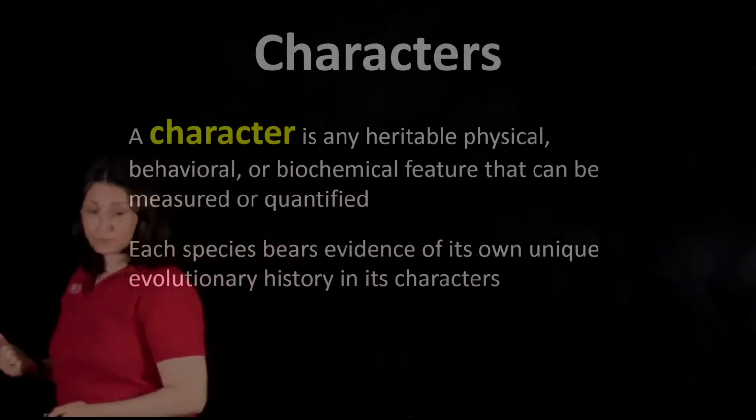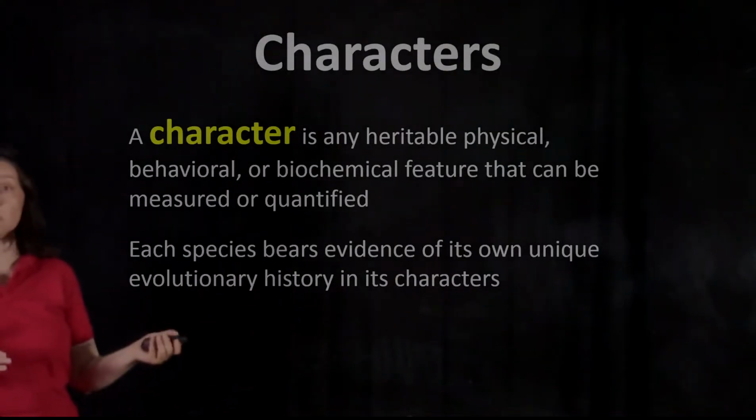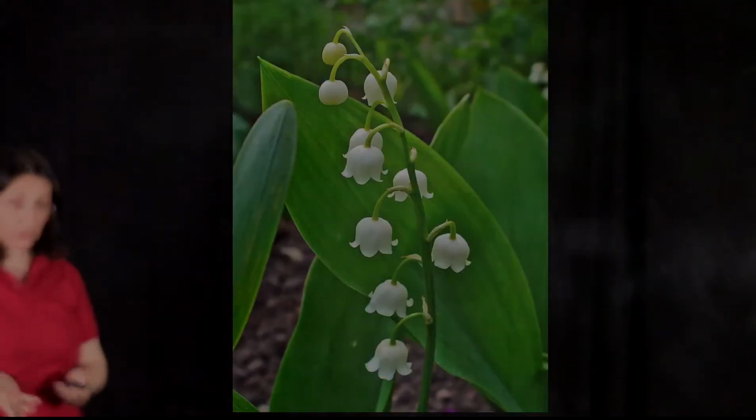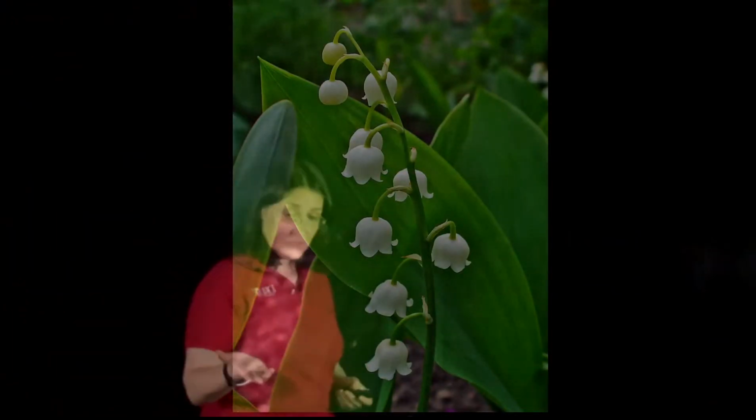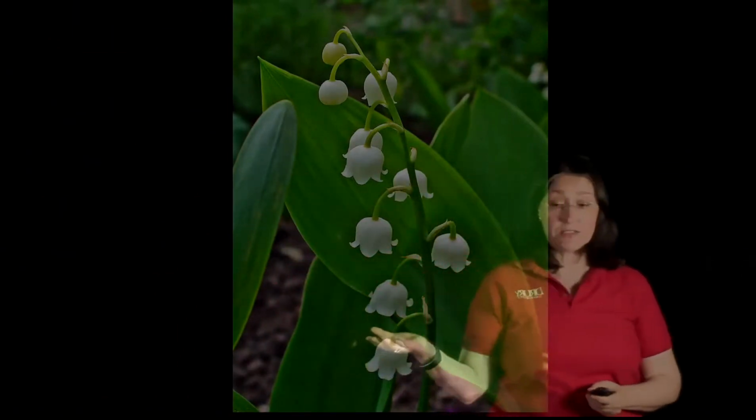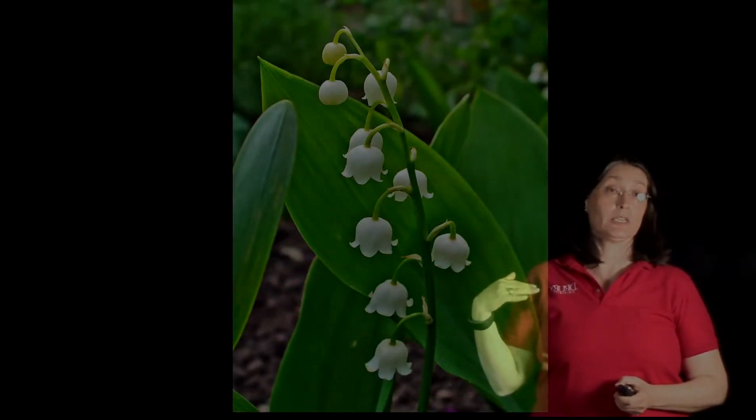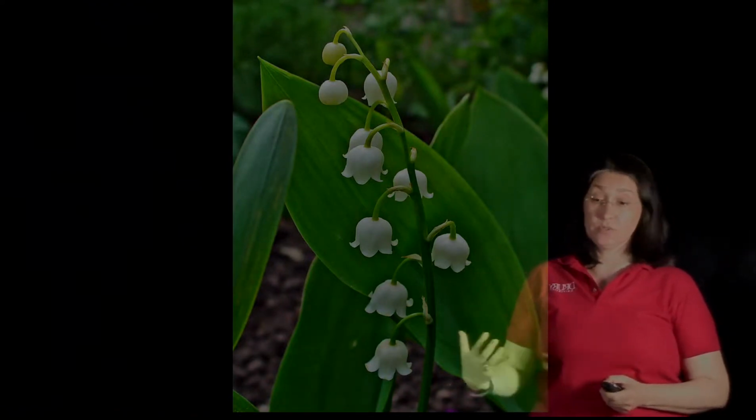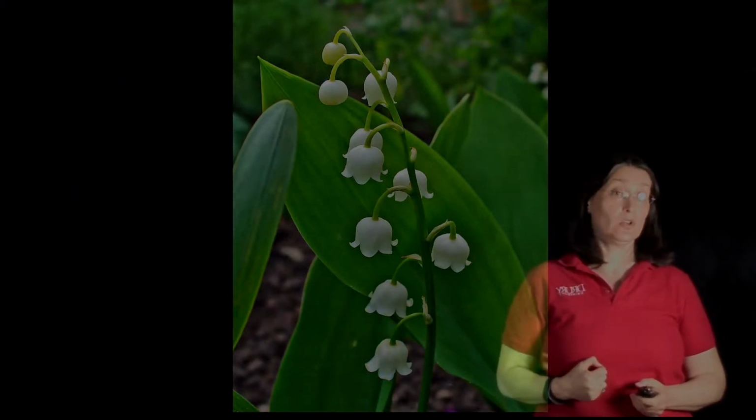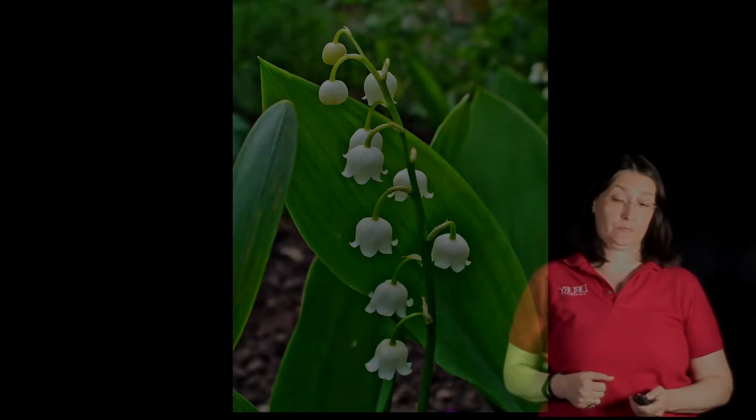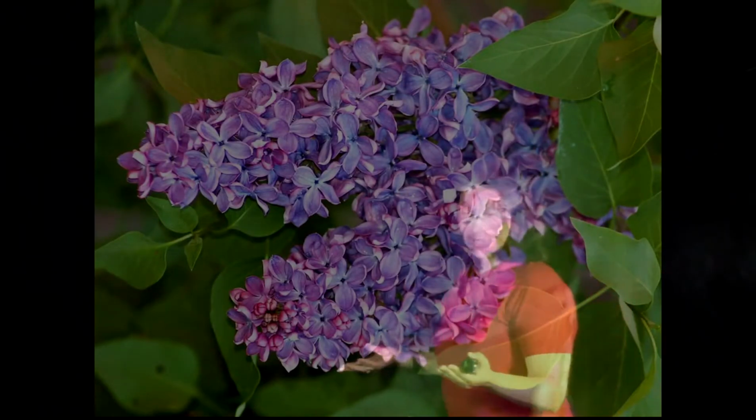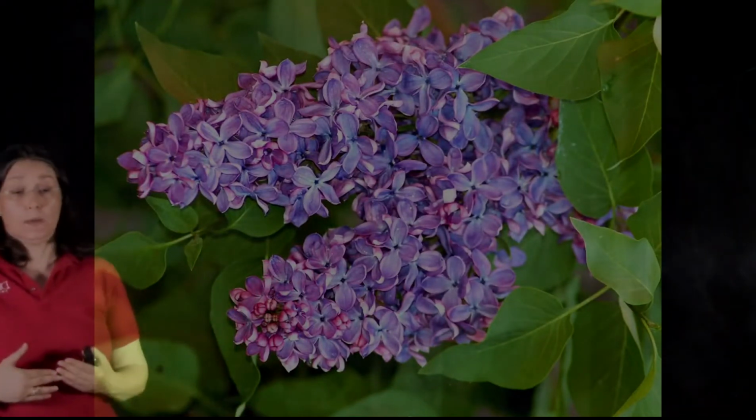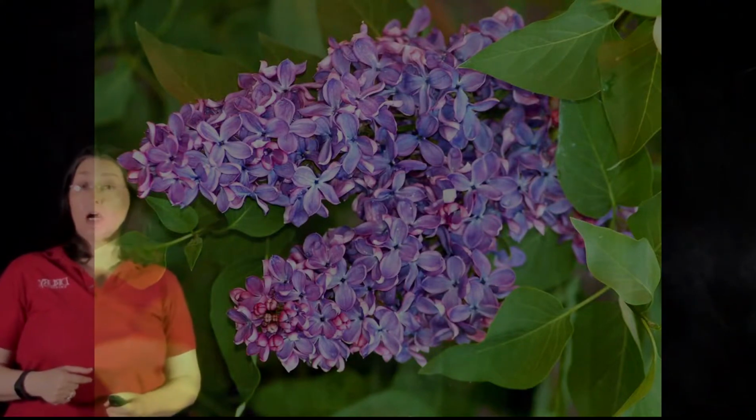We know that each species is connected to other species according to their particular characters. For example, this particular lily of the valley has a very characteristic scent, a beautiful, very strong characteristic scent. Besides being cultivated as an ornamental, it's also cultivated for perfume production. And speaking of perfumes, this lilac plant also has a very characteristic fragrance. And in this case, it has a very characteristic color as well.